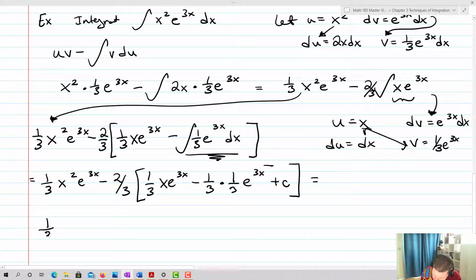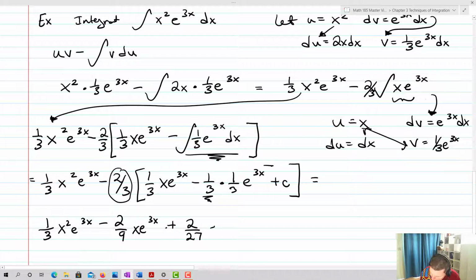So this is going to give me 1/3 x squared e to the 3x minus 2/9 x e to the 3x. And then this is a negative 2/3, okay, so negative 2/3 times negative 1/3. So that's negative times negative, which is positive, 2/9 times 1/3 is going to be plus 2 over 27 e to the 3x plus c.